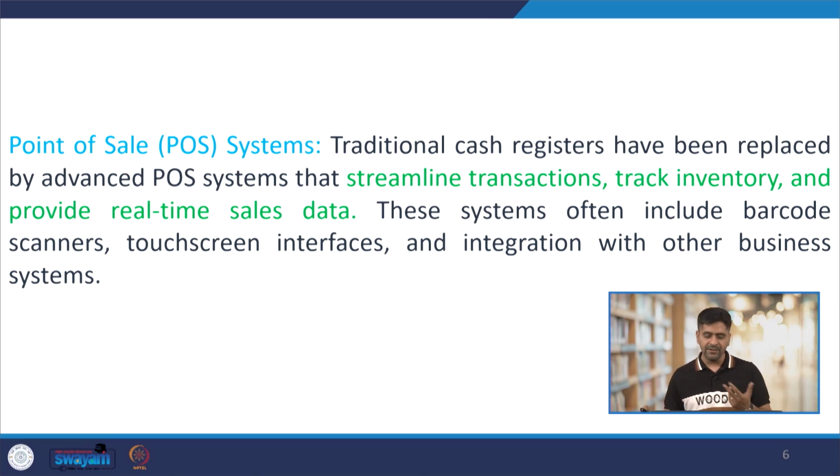We all know that traditional cash registers have eventually been replaced by point of sale systems. The advantage of point of sale systems is that they allow you to scan barcodes and record the sales of products in just a few seconds, but they also help you track inventory and even provide real-time sales data. Now let's understand how this can be beneficial for a retailer.